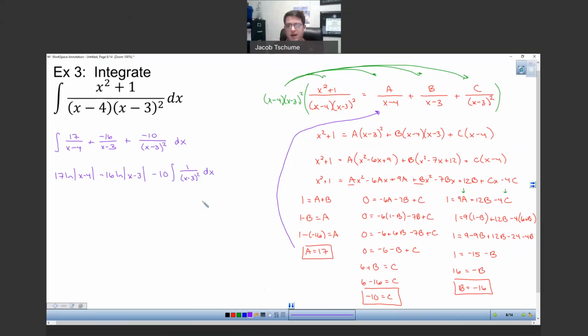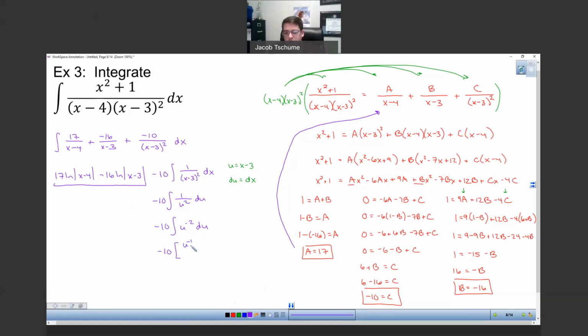Now, the only way to integrate this function is we're going to have to do a u substitution here. So what I'm going to do is I'll go back to green here. I'm going to let u be x minus 3. So therefore, du would actually just equal dx. And I'm just working on this third piece. These first two terms, I'm just going to leave them alone. So this would be minus 10 times the integral of 1 over u squared du, which can be rewritten as negative 10 times the integral of u to the negative 2 du. We can integrate that.